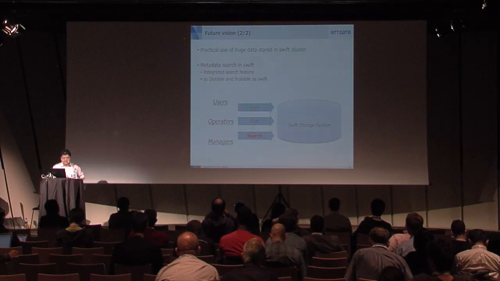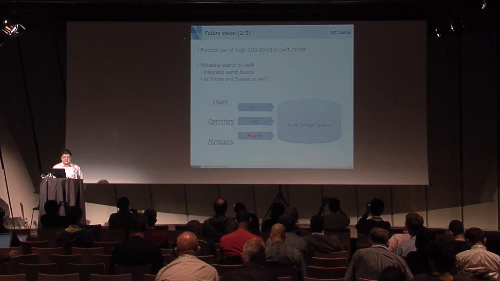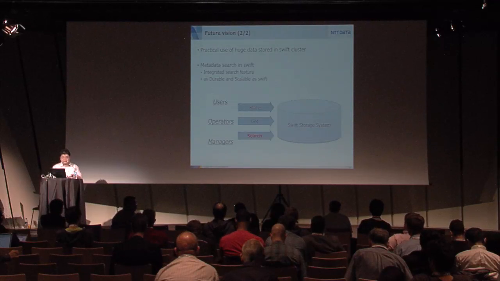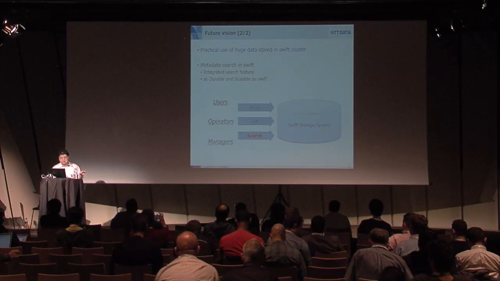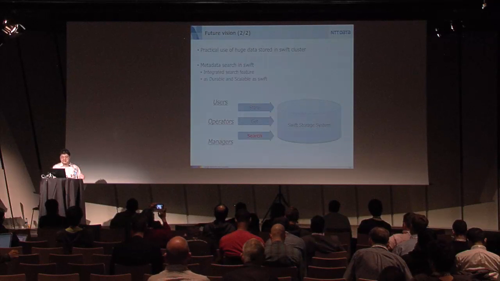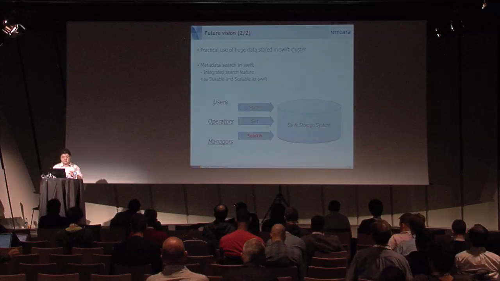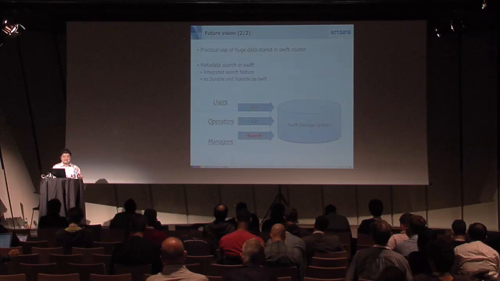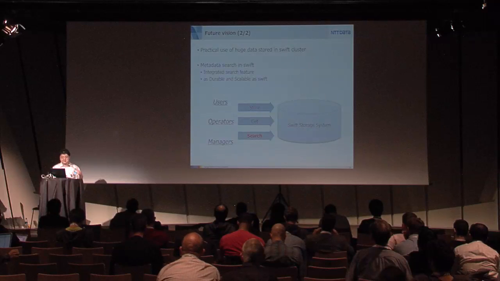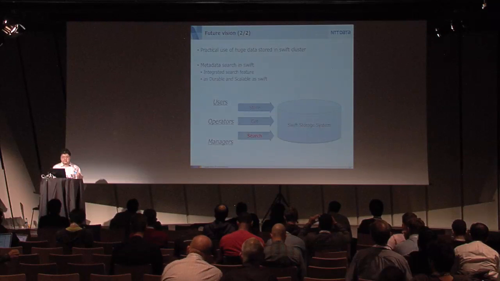Okay, so then we have also another big vision about Swift, especially about practical use of data. Swift can be a storage for huge data, but it is not so easy to use this huge data effectively. It becomes more and more difficult to find the data you really need as data in the storage grows. So now we are working on metadata search in Swift, which integrates search features into Swift. With this new feature, we try to realize more efficient use of data within Swift.